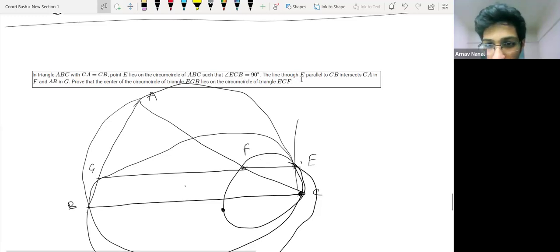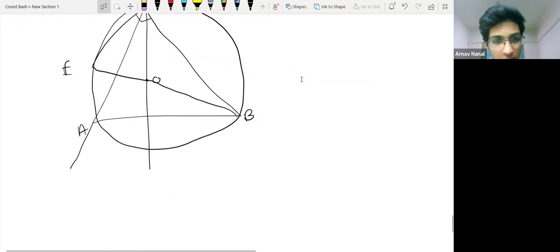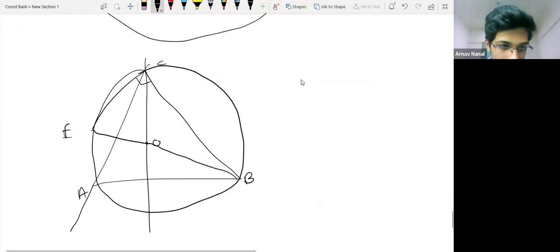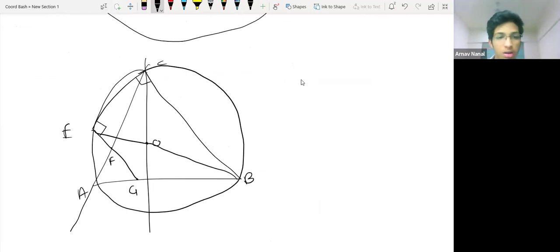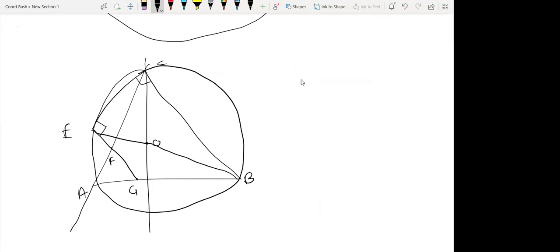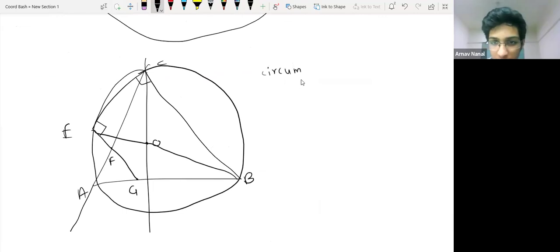Let me just draw the figure. I forgot what the figure was. B parallel to C. Then E, C, F, and E, G, B. This is 90 again. What do you have to prove? We have to prove that the circumcenter of EGB belongs to circle ECF.